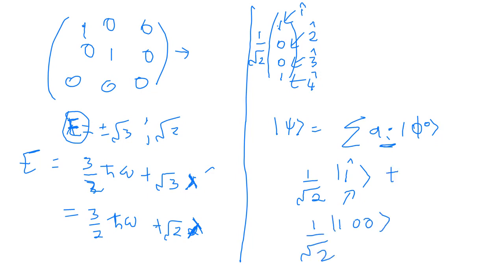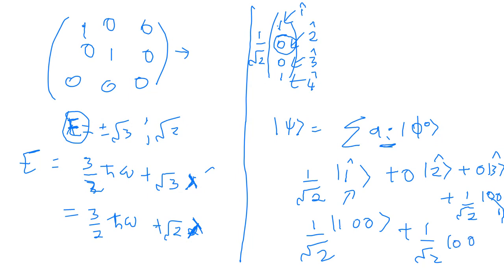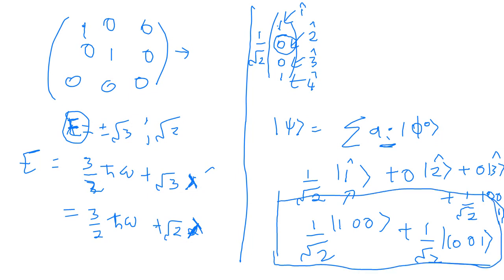The second vector is 0, you're reading it from there. So it's just 0 times the second vector plus 0 times the third vector plus 1 over square root 2 of the fourth vector. Maybe it was 0, 0, 1. So 1 over square root 2, 0, 0, 1. Then this will be the correction to your state. That's how you handle the degenerate case.